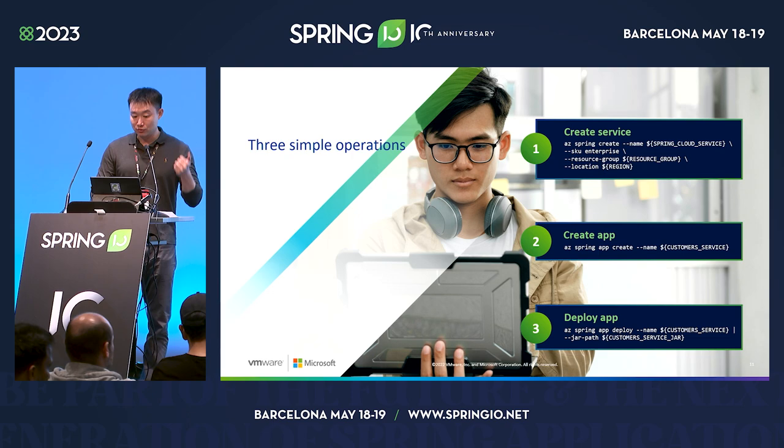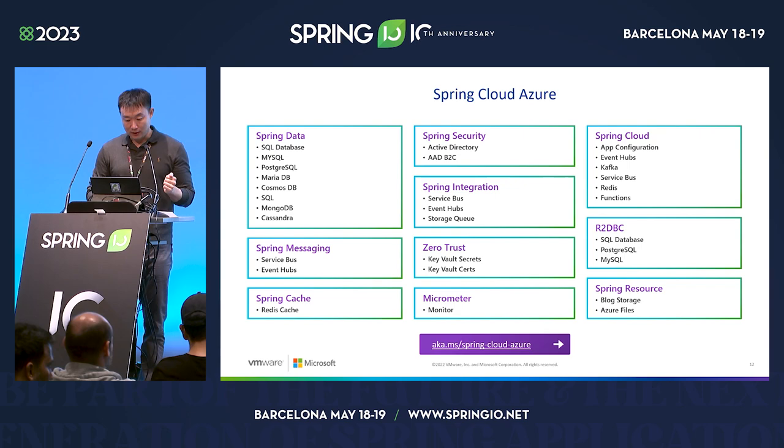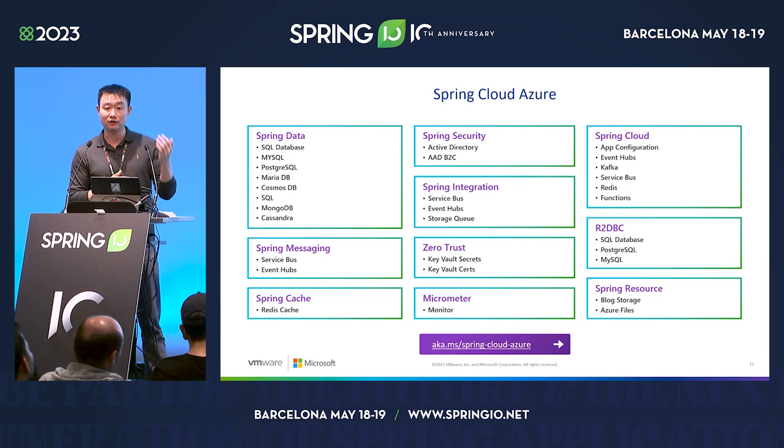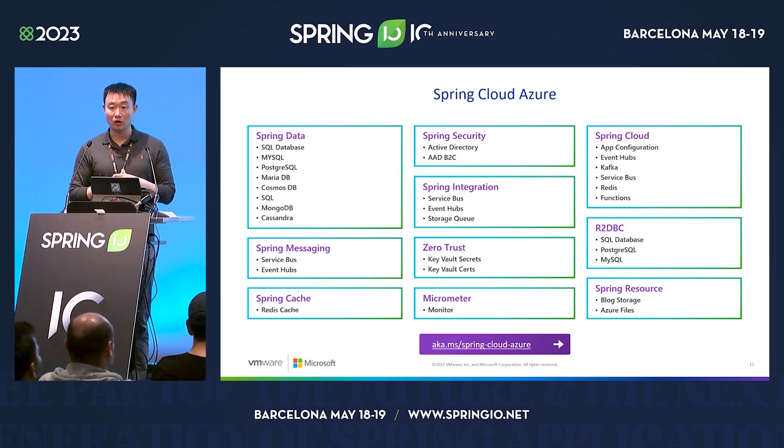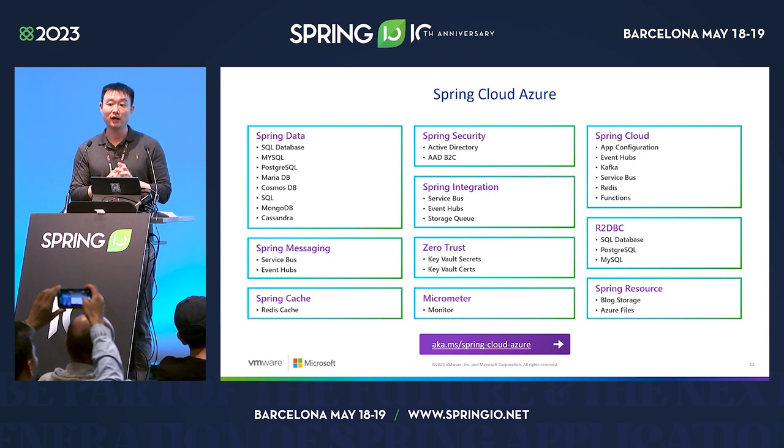Your application is never an island once it's deployed to the cloud. Chances are you're going to need to interact with other Azure services. This is where we, from the broader Spring on Azure team, have developed a plethora of libraries that allow your app to talk to other Azure services. Take Spring Security, for example. You can use Spring Security to talk to Azure Active Directory.